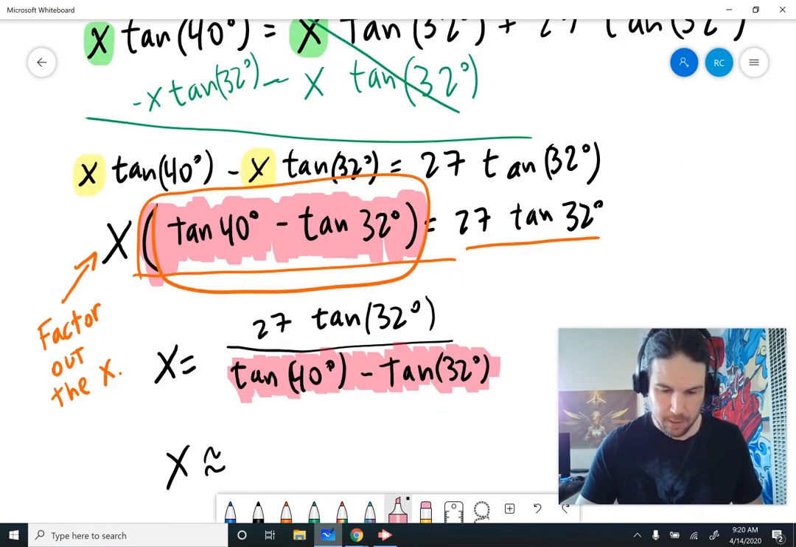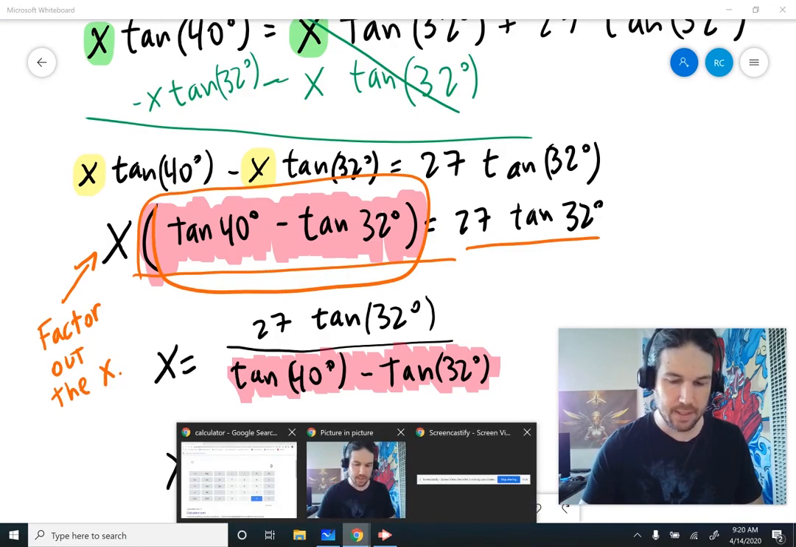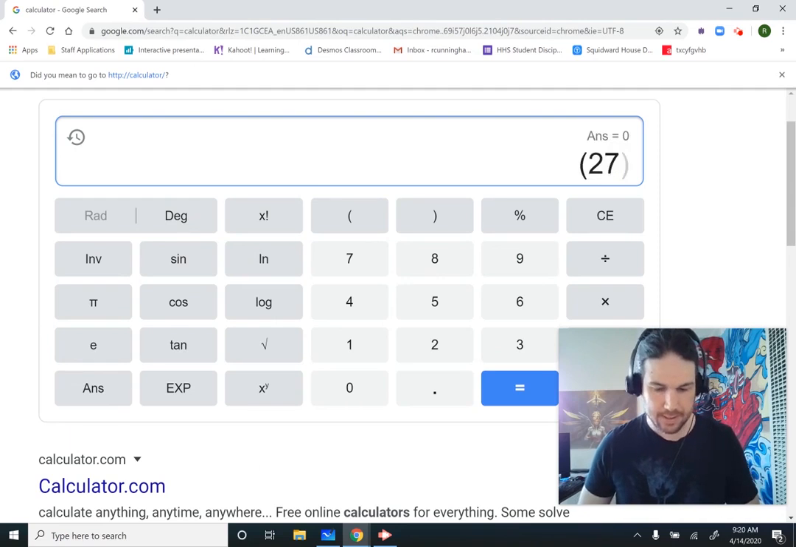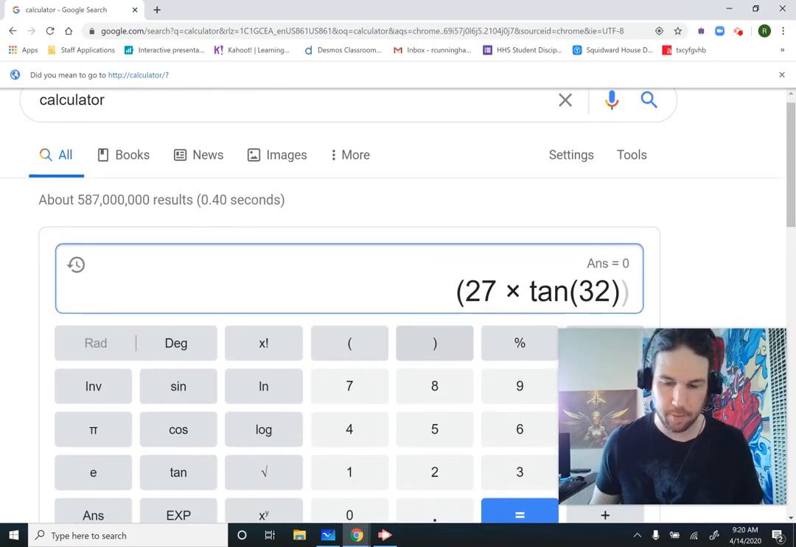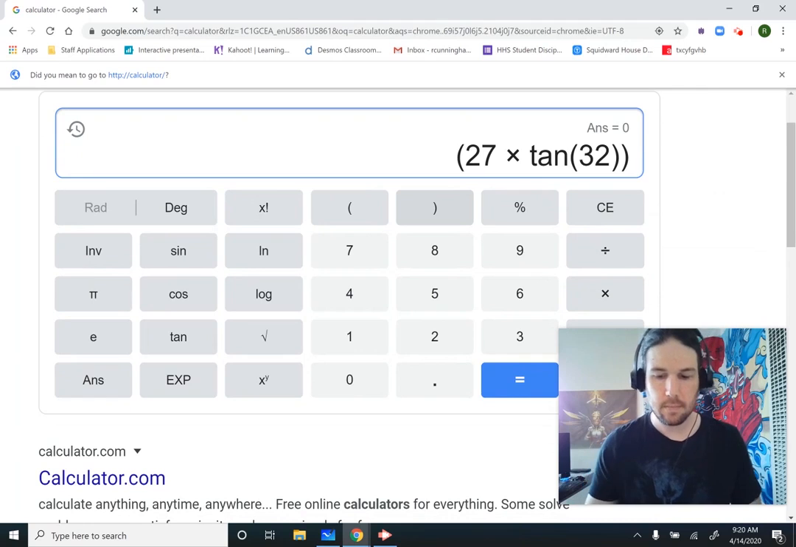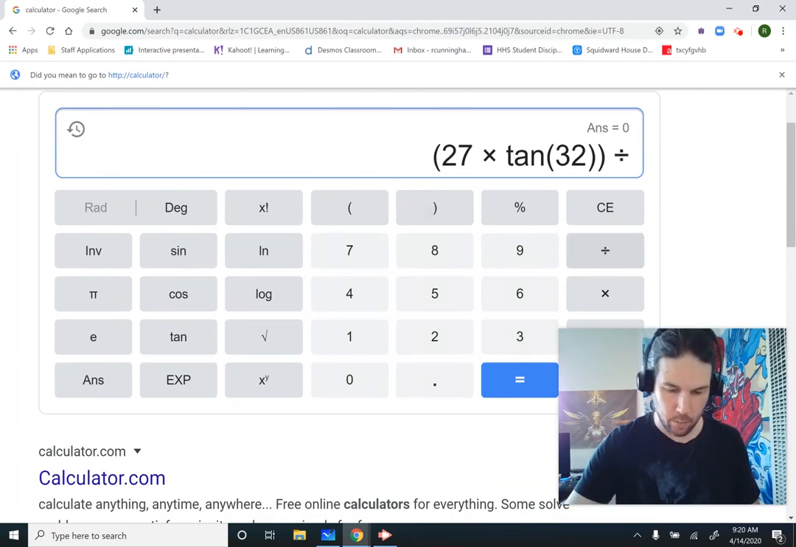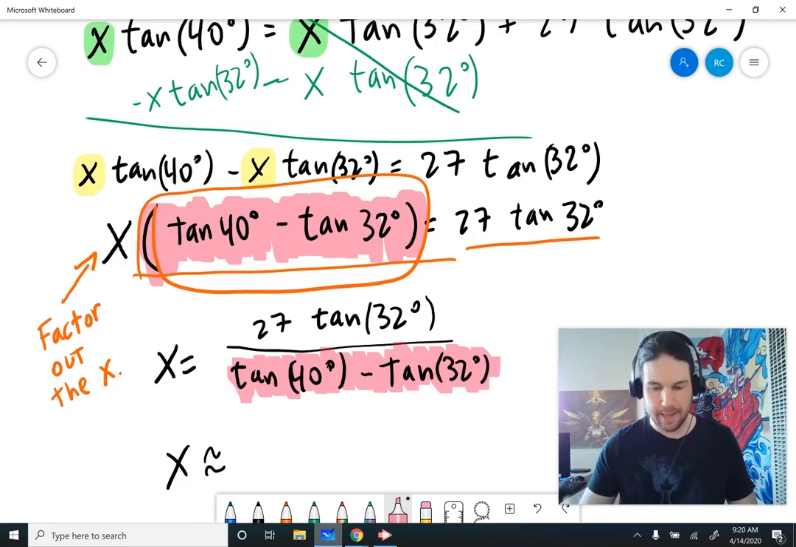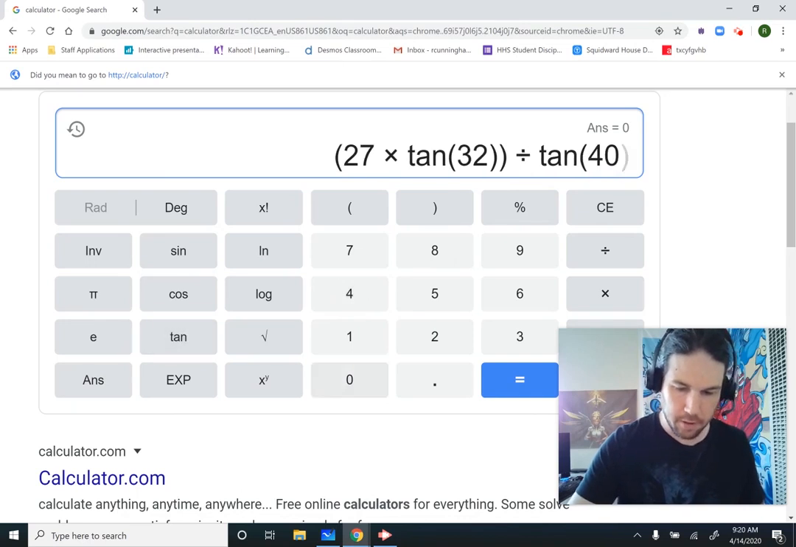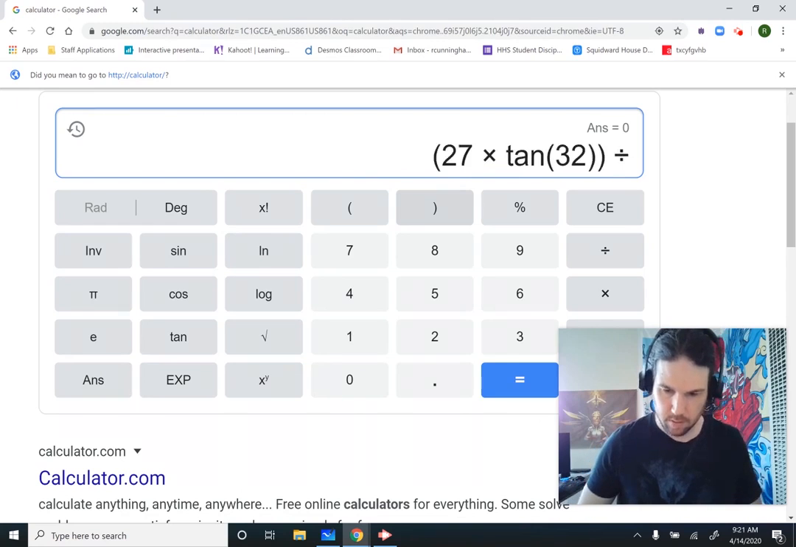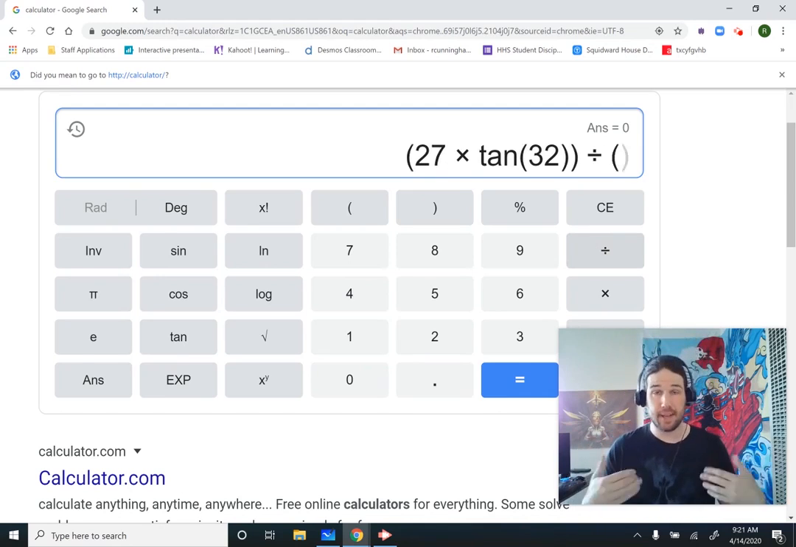Now, let's see. 27 times tangent of 32 degrees. I'm going to use parentheses here. So I'm going to say 27 times tangent of 32, end parentheses, divided by, now what goes on the bottom? Tangent of 40 minus tangent of 32 degrees. Tangent of 40 degrees. Ooh, I need parentheses for this one too. All right, divided by parentheses. I want to make sure everything gets done in the right order.